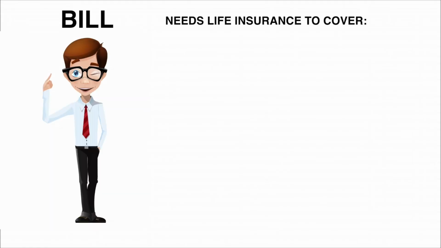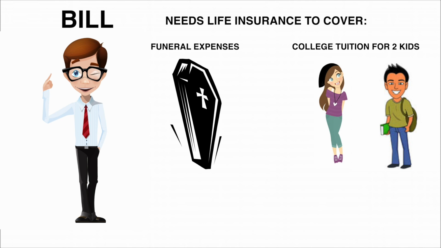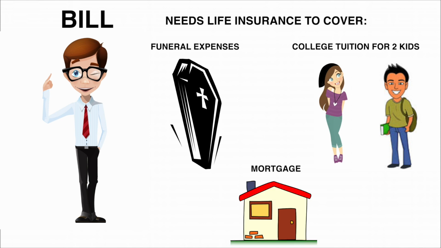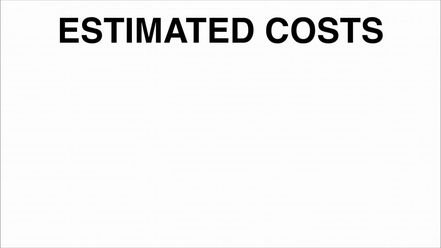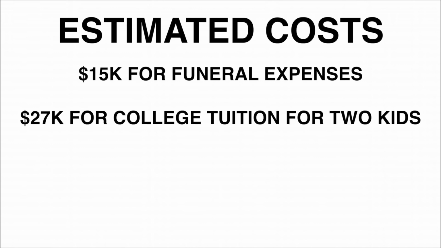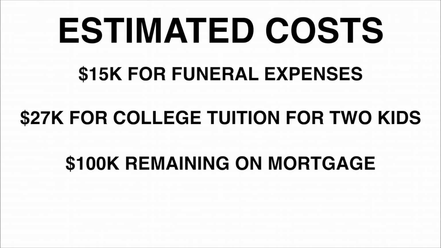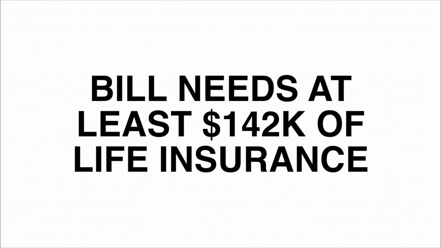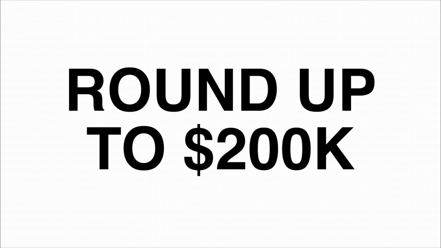So now that you know the basics about life insurance, let's take a look at how someone might use life insurance to work for them. So let's say Bill needs life insurance to cover his funeral expenses, college tuition for 2 kids, and the remainder of his mortgage if he were to pass away before he pays it off. Bill's estimated costs are $15,000 for funeral expenses, $27,000 for college tuition for 2 kids, and he has $100,000 remaining on his mortgage. So that's a total of $142,000. So that means Bill needs at least $142,000 of life insurance, but you never want to be on the low side, so we'll just round that up to $200,000.